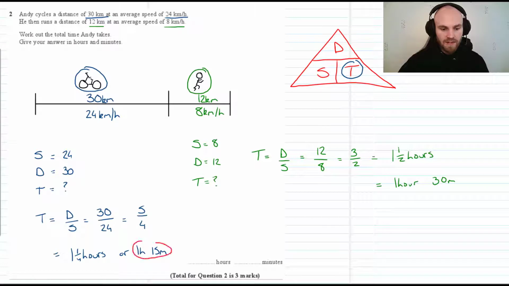So we have, when he's cycling, it takes 1 hour 15 minutes. When he's running, it takes 1 hour and 30 minutes. We just need to add those together to give us 2 hours 45 minutes.